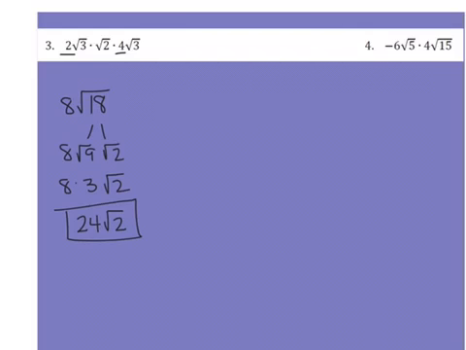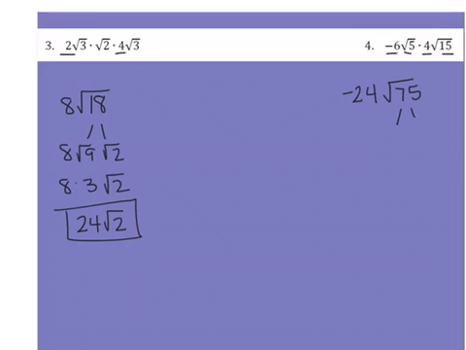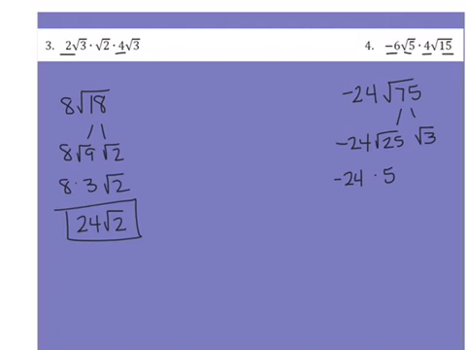So number 4 then, multiply the outsides. So negative 6 and negative 4, I get negative 24. Multiply underneath. So I get the square root of 5 times the square root of 15. I'm going to get the square root of 75. We want to simplify 75 then. So I can split this up into the square root of 25 and the square root of 3. I still have that negative 24 out front. So I'm going to go one step further. I have the negative 24. Square root of 25 is just 5. Square root of 3 is still going to be square root of 3. Negative 24 times 5 is negative 120, and I have the root 3.